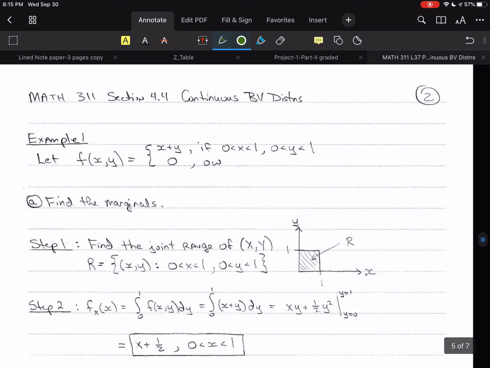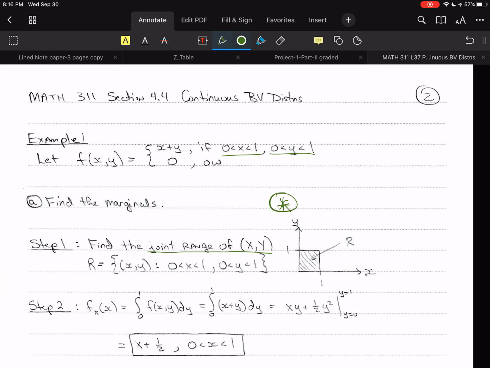So let's do our first example here for continuous. F of x, y is going to be x plus y if x is between 0 and 1 and y is between 0 and 1, and it's 0 otherwise. So A, we want to find the marginals. But before we do anything, we have to find this joint range of x and y. So yes, you need to graph. This is the first step, is to graph. And this one is easy.